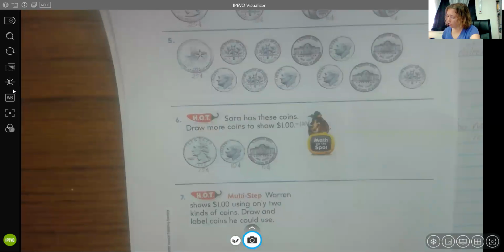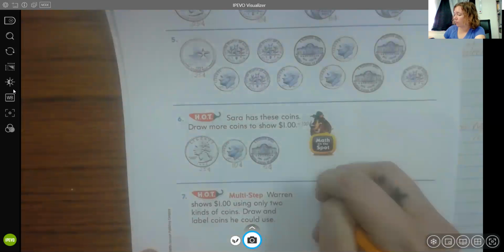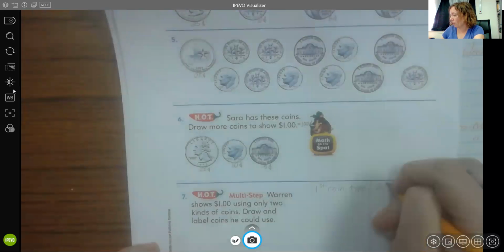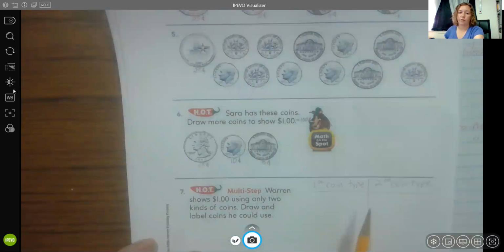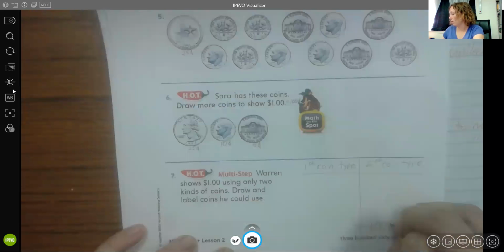So he shows $1 using only 2 kinds of coins. Draw and label coins he could use. So some of you might have different answers and they might all be correct. You're going to use 2 different kinds of coins, okay? So you're going to have the first coin type and the second coin type, and it all needs to equal 100 cents or $1, okay?